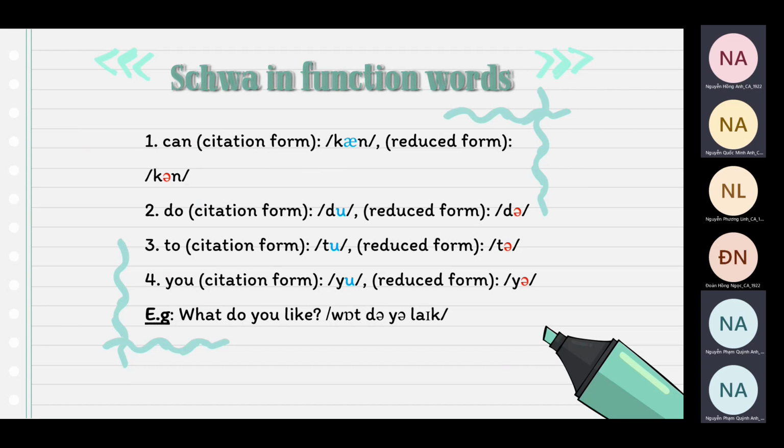And here is the second circumstance that I have mentioned before. The schwa in function words. These have a citation form and a reduced form with the schwa, such as can, do, to, you. For example, in the sentence, if you pronounce it correctly as in the IPA, it will be pronounced as "what do you like?" But when you speak it fast, it will sound like "what d'you like?"